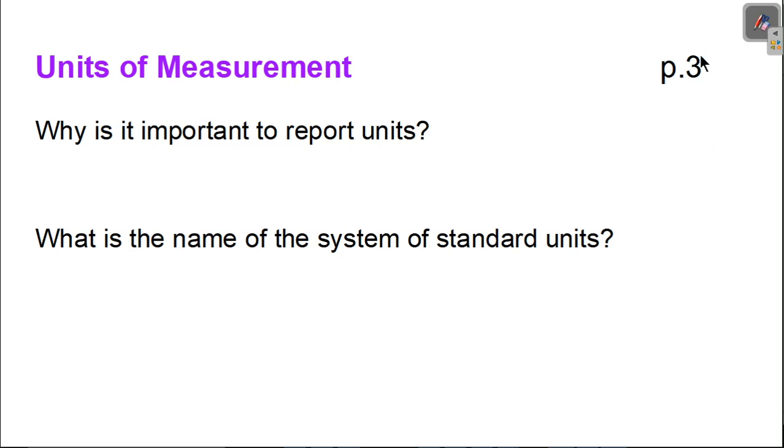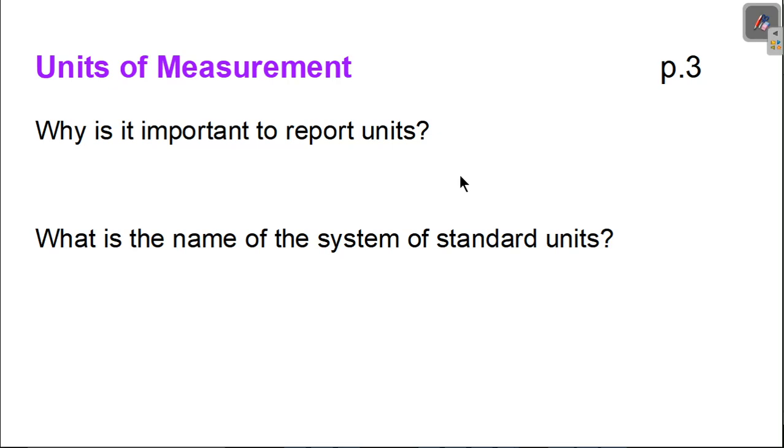Okay, page 3. Moving on. Units of measurement. Why do you think it's important to report units? Well, in science, if you do not report units, your answer is not correct. I'll be giving you some grace, and I'll remind you to include your units.